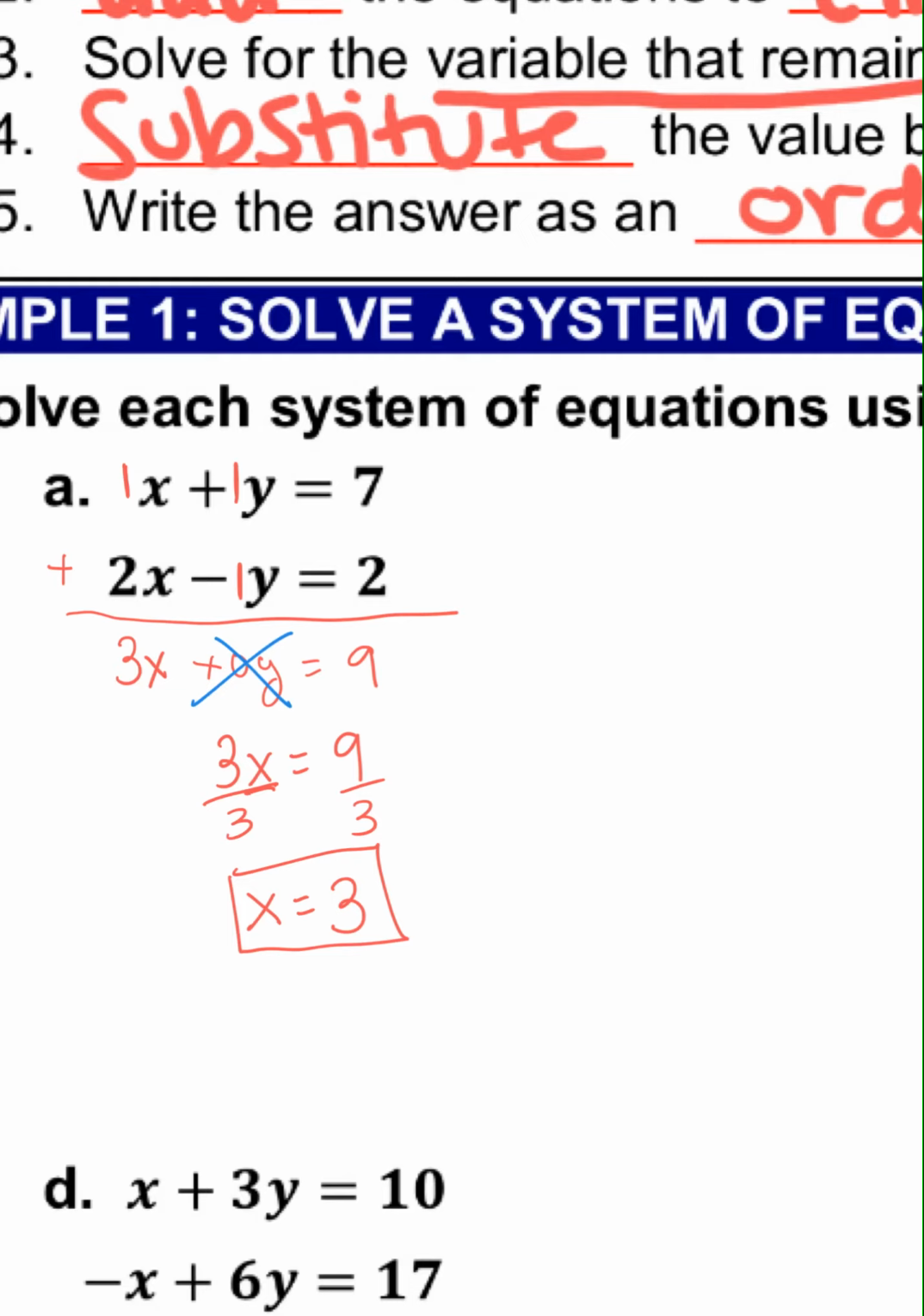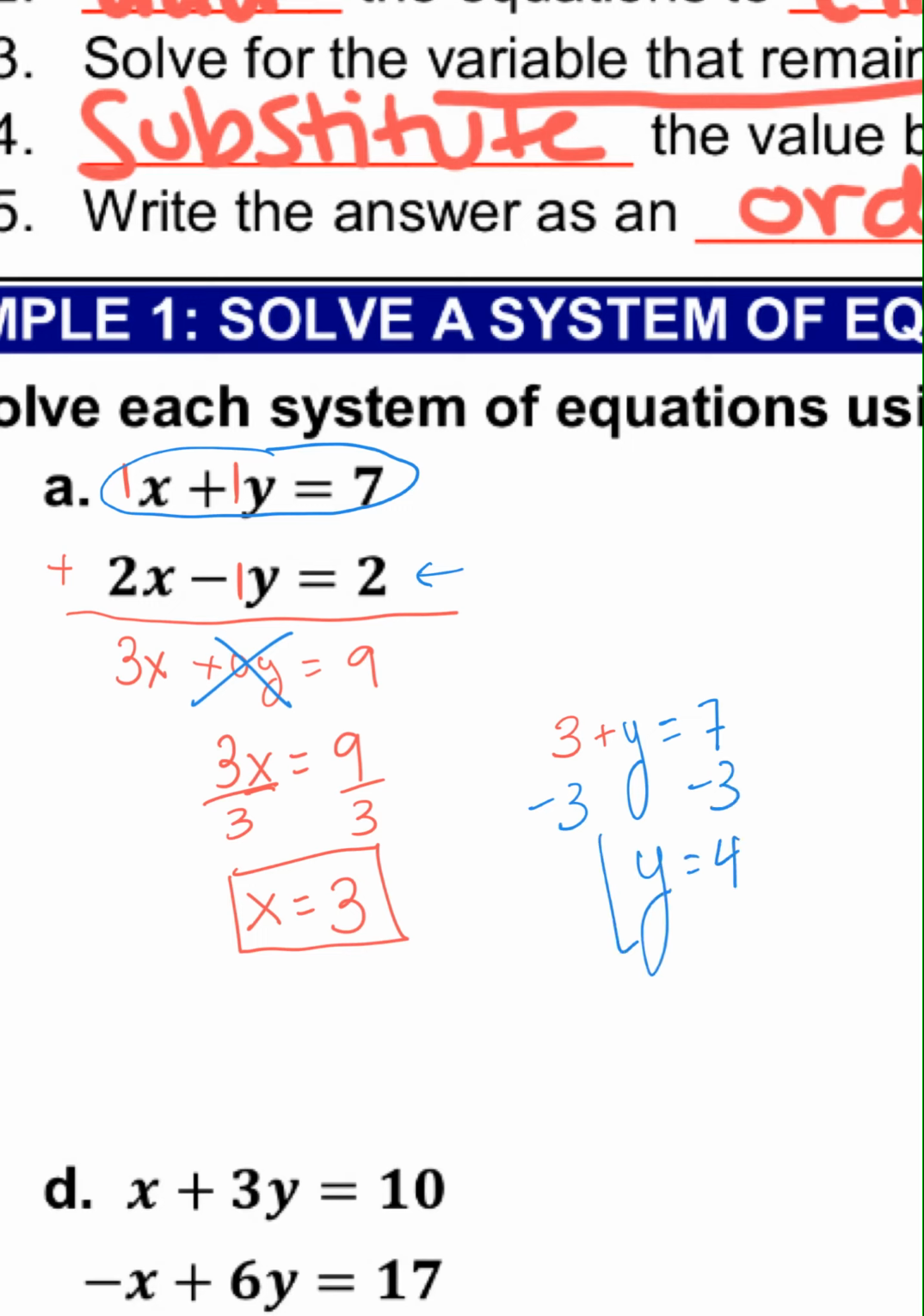So now we're going to go into step 4, which is to substitute the value back in. We can pick whichever equation that we want. I'm actually going to pick this first one. You can pick the second one if you want, but I'm going to pick the first one that I circled. So instead of writing x, I'm going to write 3 plus y, because that's what the rest of the equation says, equals 7. Now I just need to solve for y. So I know that 3 is being added to y, and the opposite of adding 3 would be subtracting 3. So I'm going to subtract 3 from either side, and I get y equals 4.